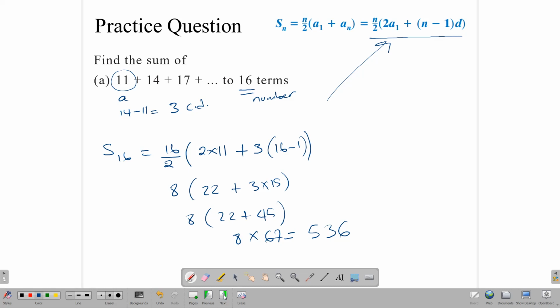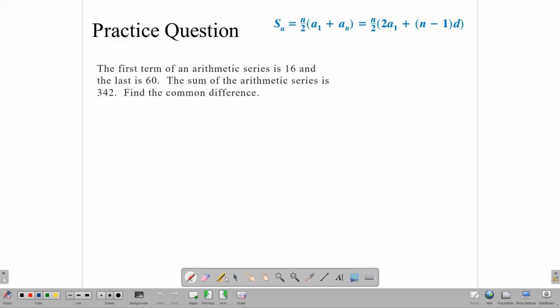Let's try one more example. Here, the first term of an arithmetic series is 16, and the last term is 60. So we know the first term and the last term. The sum of the arithmetic series is 342. So find the common difference. So we know that Sn is equal to n over 2. Since we have that information, we're going to use this formula, times the first term plus the last term.